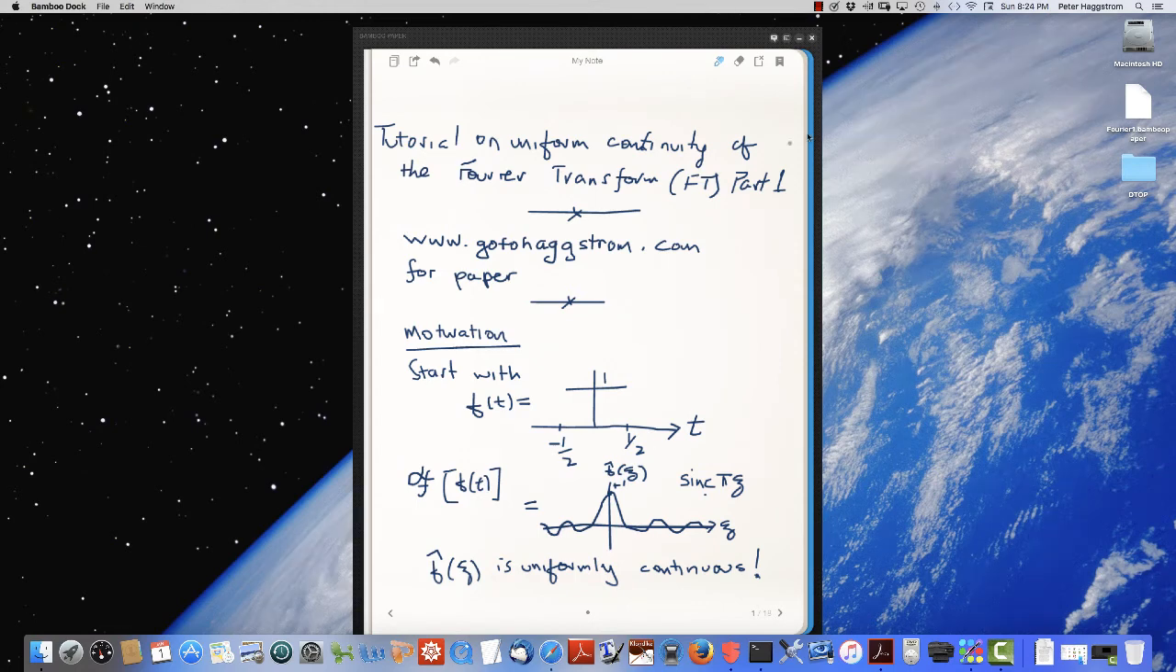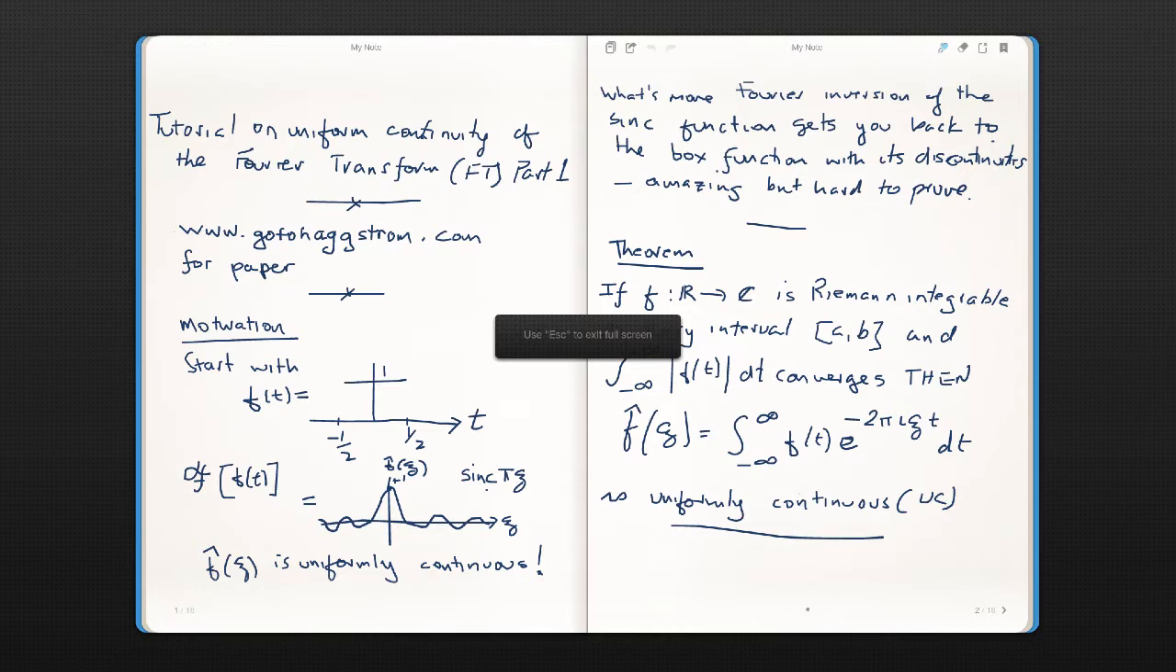Hi there, this is a tutorial on the uniform continuity of the Fourier transform in two parts. This is part one. The papers are on my website, which is listed here, and what I want to do is basically go through a classical proof of the uniform continuity of the Fourier transform.